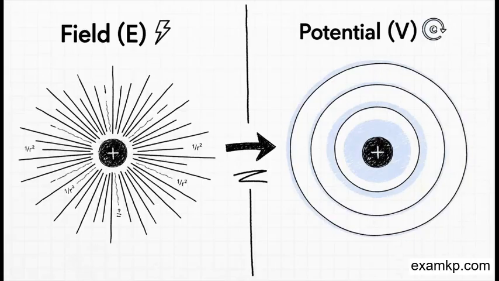Here's the key thing to know. The electric field, E, is proportional to 1 over R squared, but the electric potential, V, is proportional to just 1 over R. They are related, but they are different. So when you look at the options, you just need to find the one that has a single R on the bottom, not R squared. This immediately tells you that A is the correct answer.